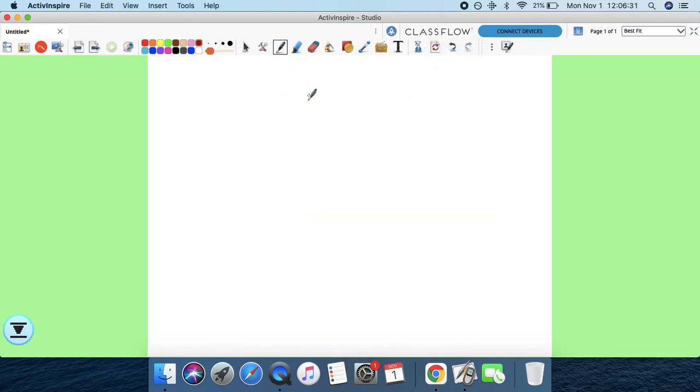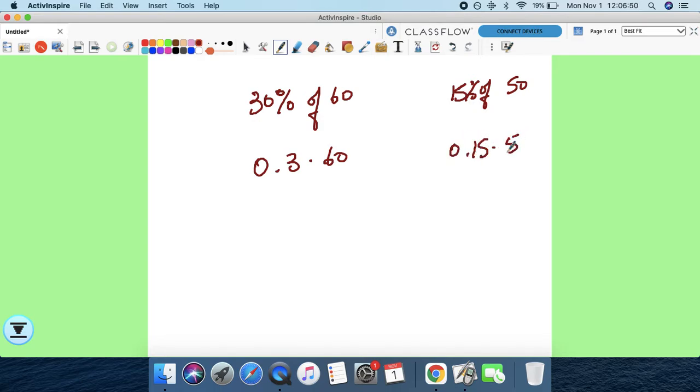Find 30% of 60. So 30% of 60, and then 15% of 50. So 0.3 of 60, and this is 0.15 of 50. And well, this is what? Right? 18. And then here we do 0.15 of 50.